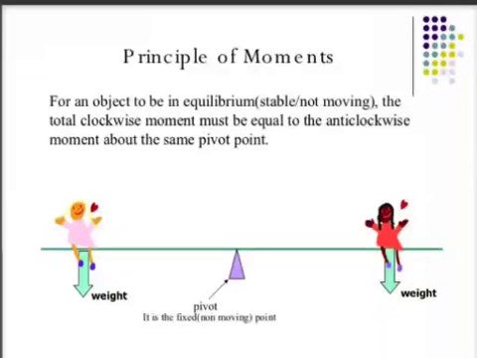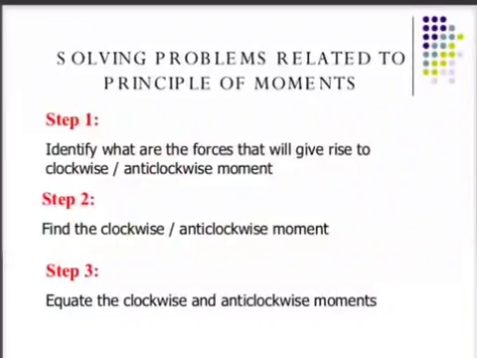In this diagram, there are two people. On the right side, there is a girl sitting. On the left side, there is a girl sitting. So one is in red, the other one is in pink. So the weight of that girl in red and her distance from the fulcrum, that is the pivot, if you multiply, that should be equal to the weight of the pink girl and the distance of the pink girl from the fulcrum. That is called the principle of moment. Clockwise moment is equal to anti-clockwise moment in equilibrium.